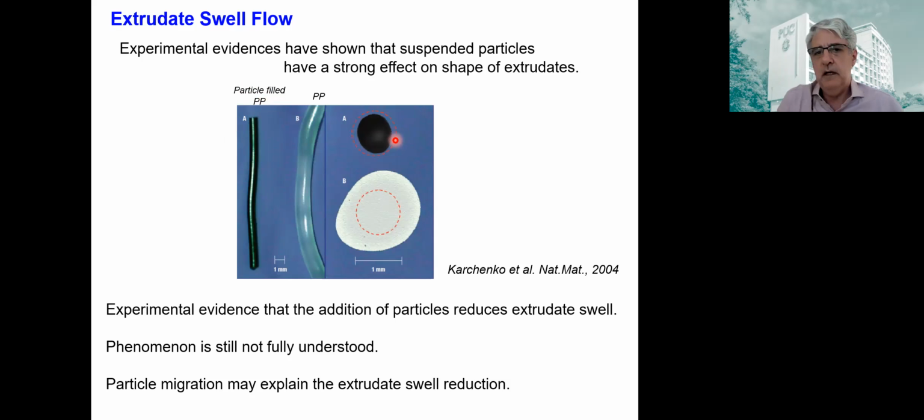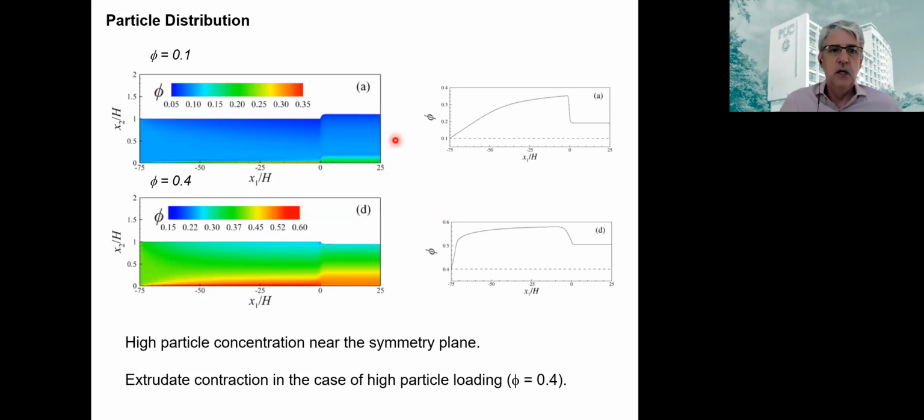There are a lot of studies trying to relate this phenomenon to the change in the rheological properties associated with having the particles suspended in the polypropylene solution. And we are going to show that maybe this phenomenon can be explained by this particle migration effect that we've been discussing here. Here I'm showing the particle distribution for a very low particle concentration, only 10%. You see, this is a capillary flow.